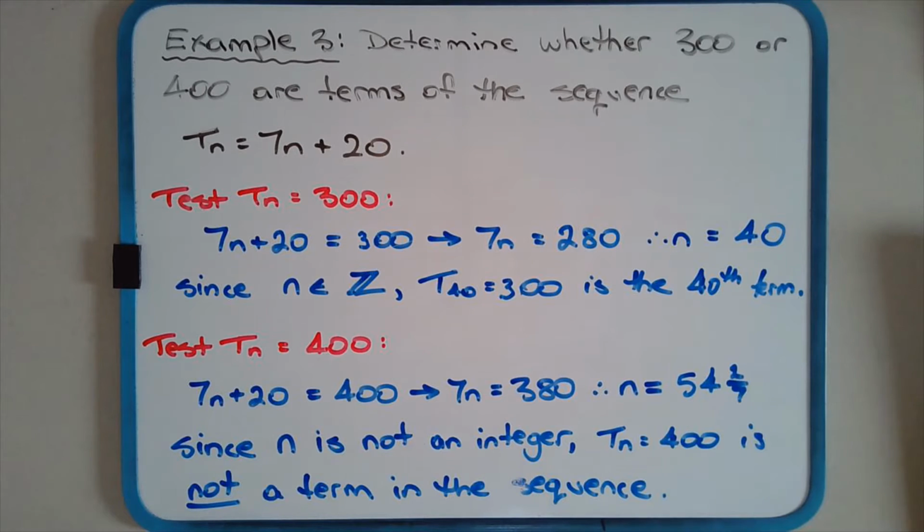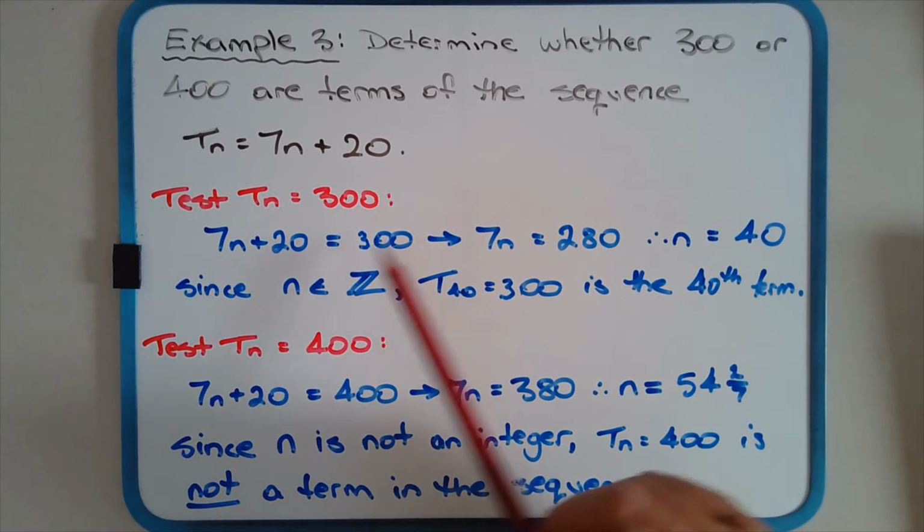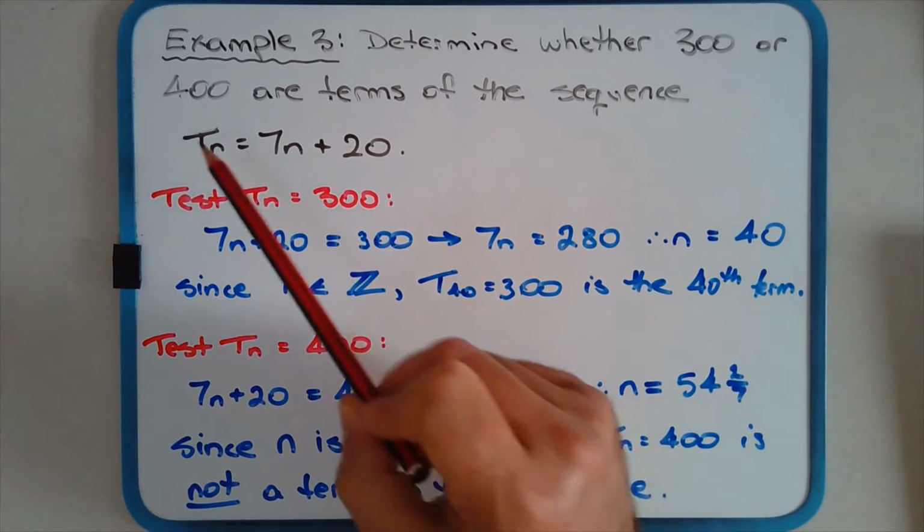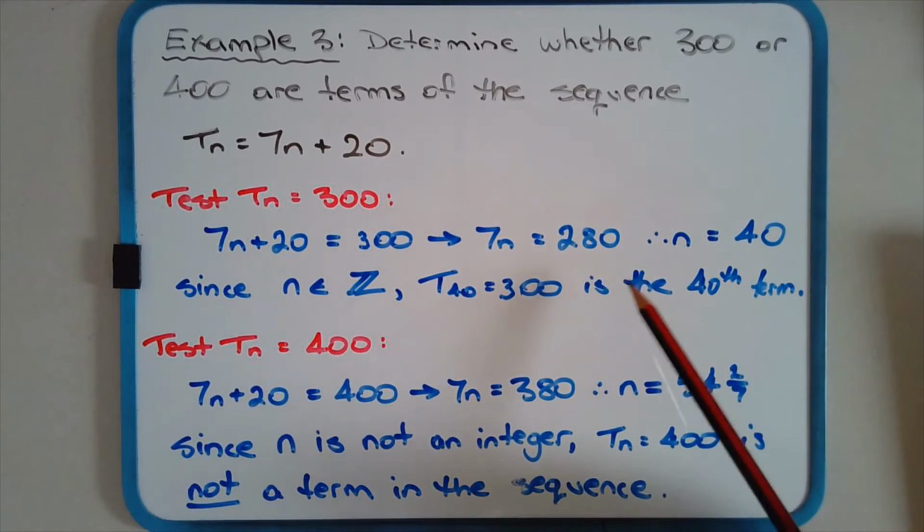But if we get a value of n anything other than an integer, then that term is not in the sequence. So let's test Tn equals 300. We're going to form the equation 7n plus 20 is equal to 300. So we're just going to let Tn equals 300, rearrange the formula and solve for n.